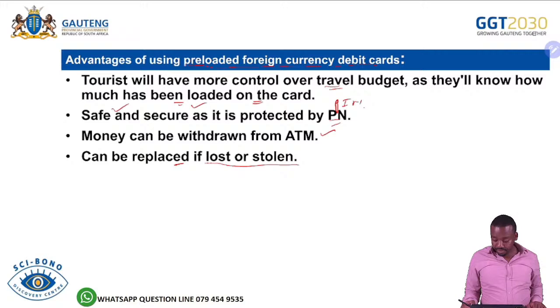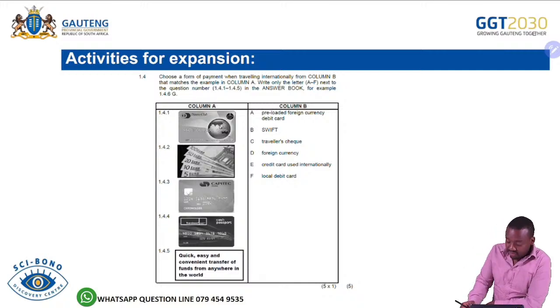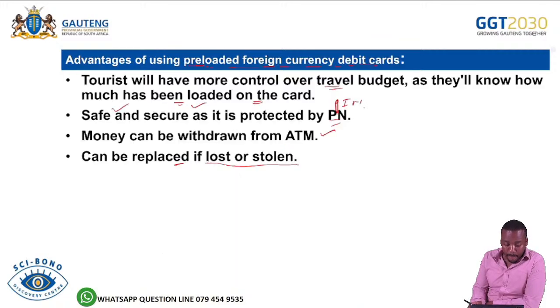Right. Then we move to the activities for expansion, right? I'm not seeing the disadvantages here. Let me just add them first.